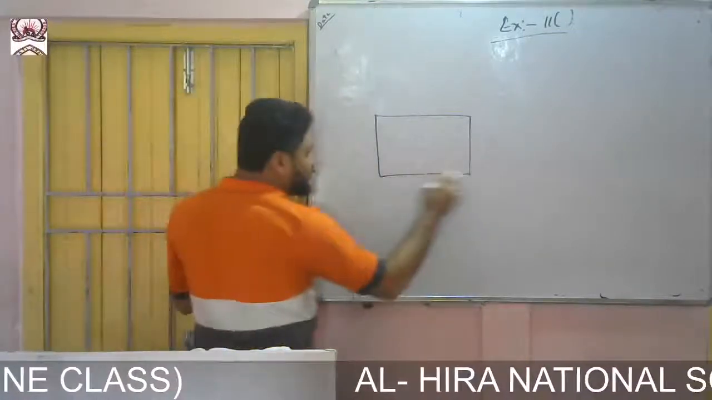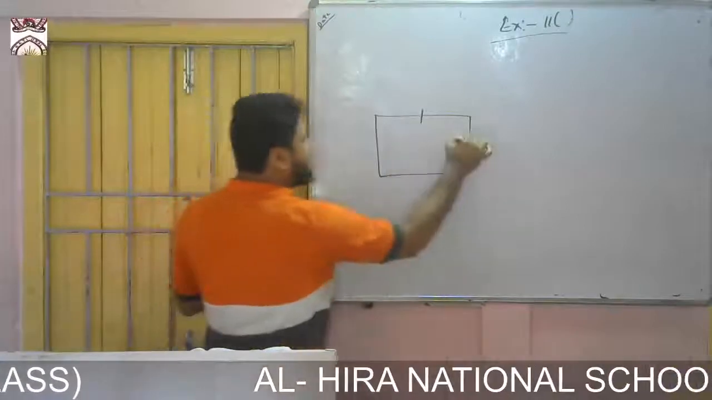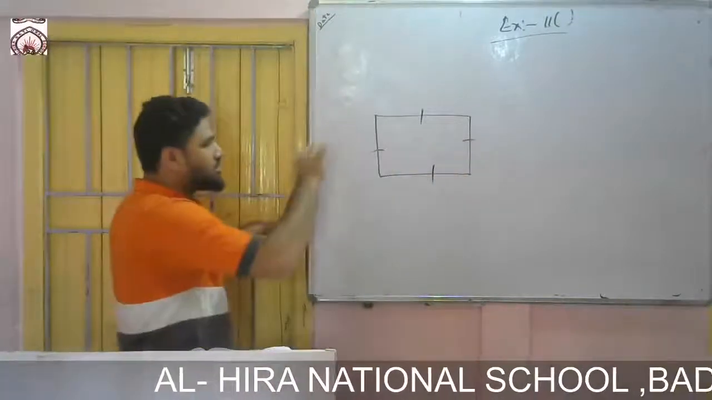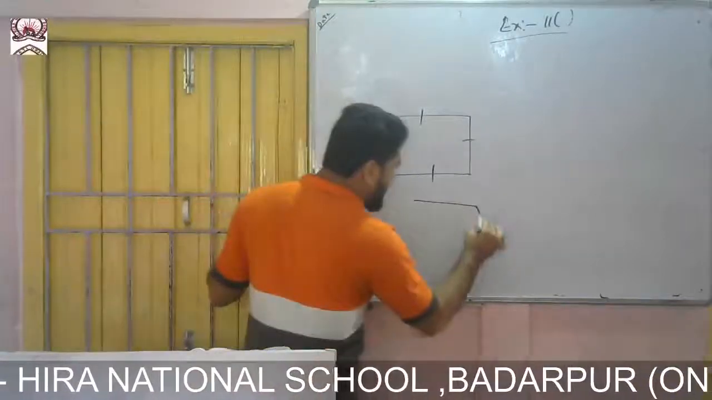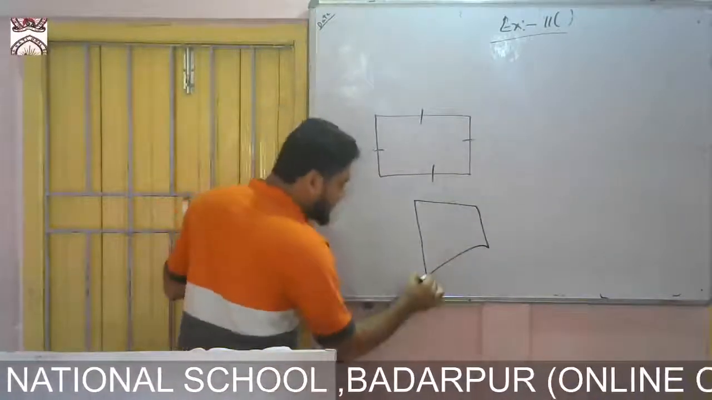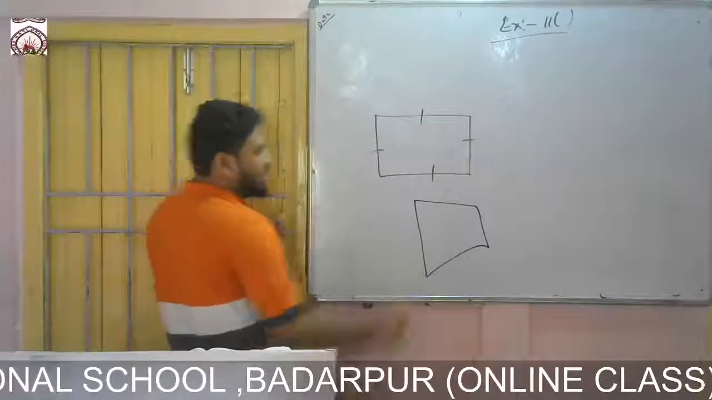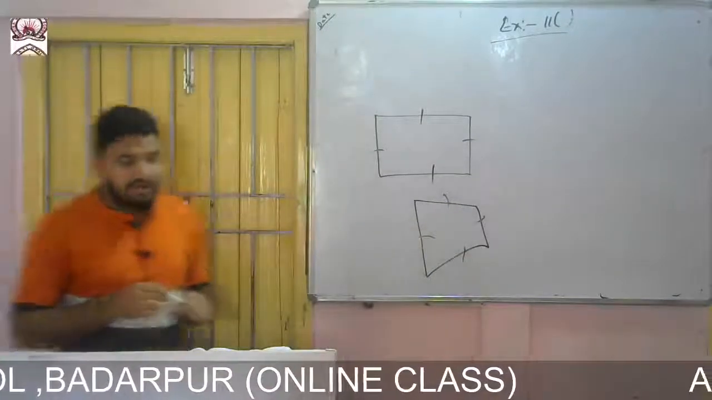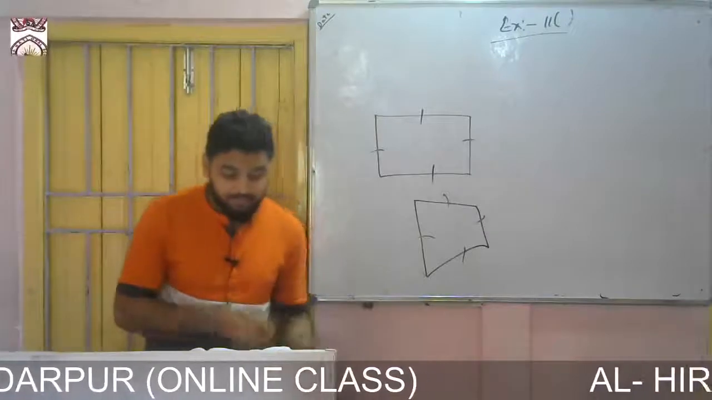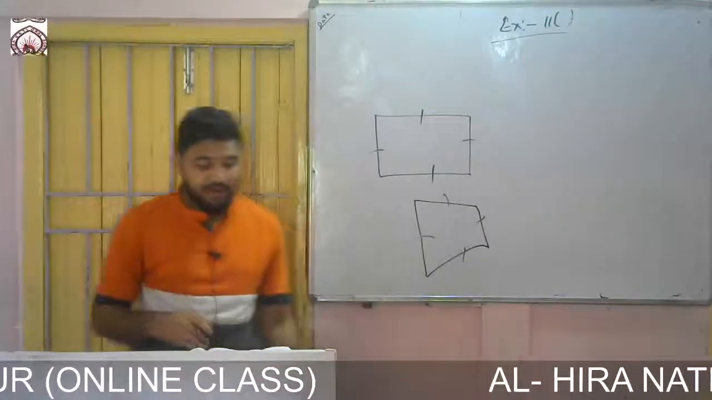So this is a closed figure with four sides: one side, two side, three side, four side. So this is a quadrilateral. Any shape with four sides is a quadrilateral. So 1 2 3 4, it's a quadrilateral. Now let us come, what is a parallelogram?